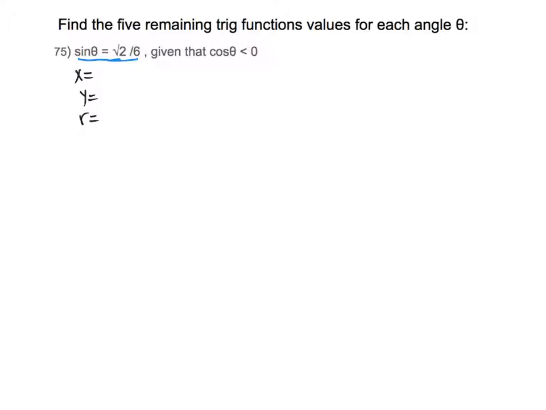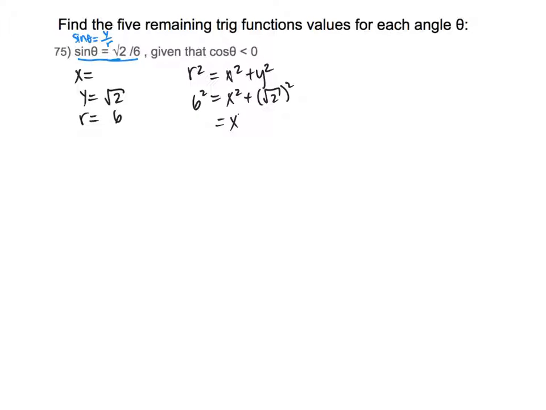So in this case, we have sine, right? So if we have sine, that means that sine is my y over r. And so in this case, my y here is the square root of 2, and my r here is 6. So if I want to get my x, I need to use Pythagoreans. So we're used to using that now. So we're going to plug stuff in. So x here, I don't know what that is. Y is the square root of 2, and r is 6.